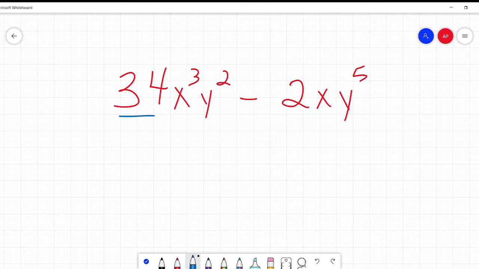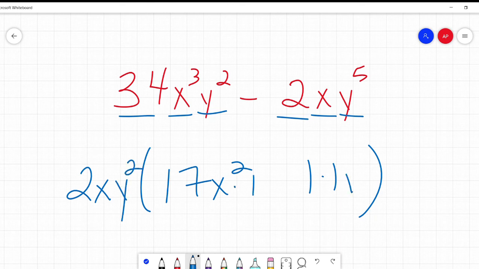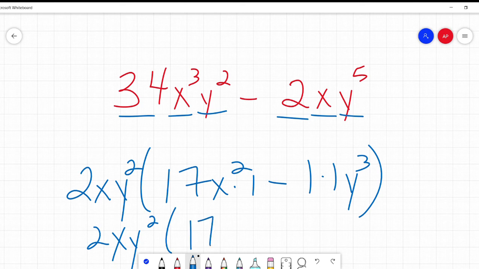If I look at my numbers first, I can take out a 2, leaving 17 and 1. For my x's, I can take out an x, leaving x squared and just 1 over here. And out of my y squared and y to the 5th, I can take out a y squared, leaving just 1, and leaving y cubed over here. So to write that: 2xy squared times (17x squared minus y cubed). Okay?